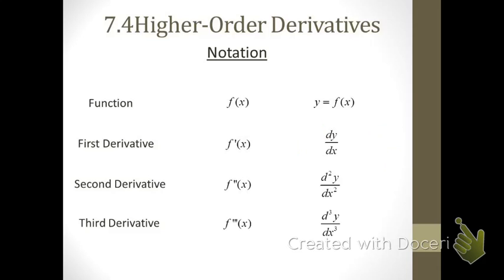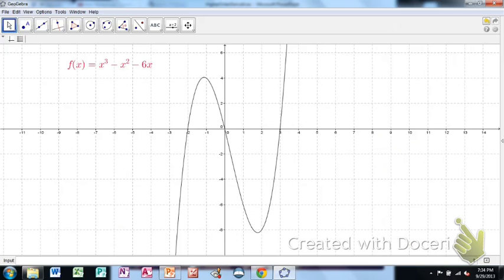That's notation. Now let's take a look at a graph of a function so I can explain to you what you're doing when you find a second derivative. What you're looking at right now is the graph of the function f of x equals x cubed minus x squared minus 6x, as you see the equation written on the screen.